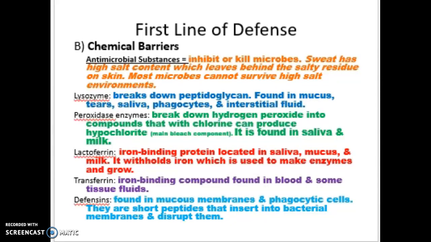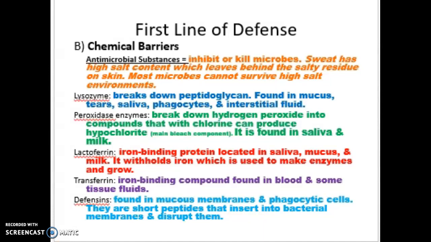Peroxidase enzymes break down hydrogen peroxide into compounds that, with chlorine, can actually make hypochlorite. That's like bleach. Yikes. So it's found in your saliva and in mammary milk. So peroxidase enzymes can be very helpful as well.